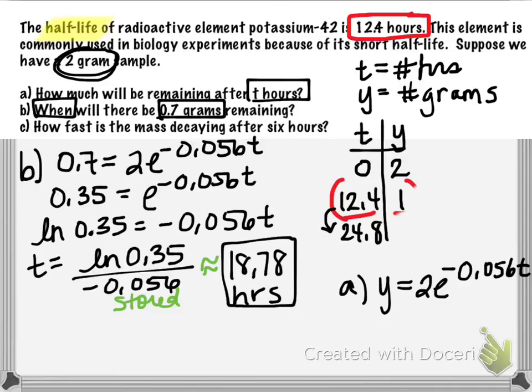And if you think about that for a second, this part of the problem, part B, wanted to know when we would have 0.7 grams. So 0.7 grams would lie here in between 1 and 0.5. Therefore, we expect our time to be something between 12.4 and 24.8. So our answer of 18.78 makes sense.